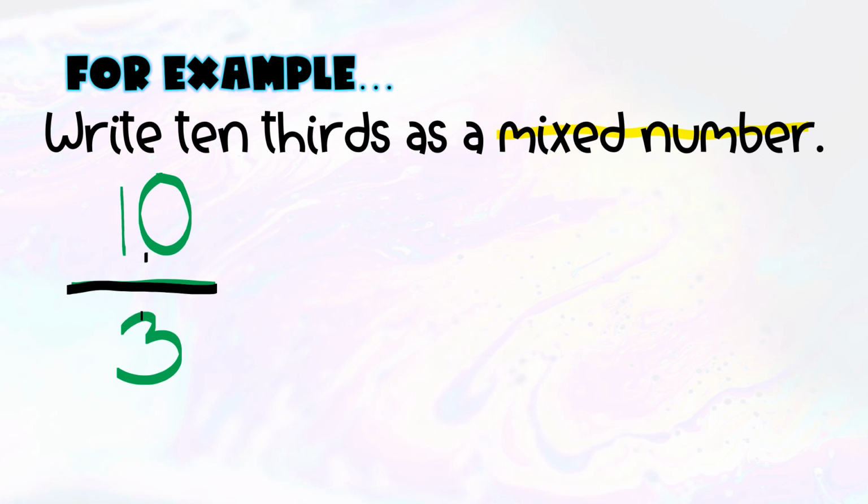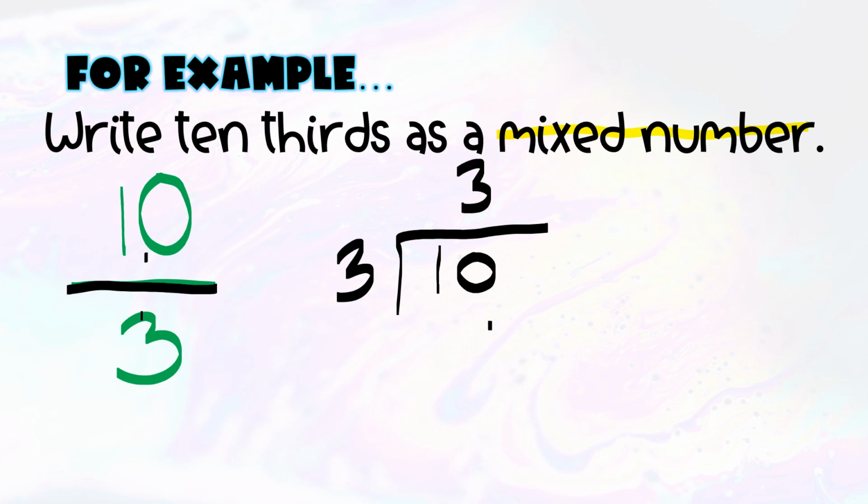So 10 divided by 3, I'm going to write it like standard algorithm. 3 is my divisor, 10 is my dividend, and then I use my long division standard algorithm method that I learned a few weeks back. So 3 goes into 10 3 times. 3 times 3 is 9. I subtract and have 1 left over. There's no more numbers to bring down. So that means I'm done.